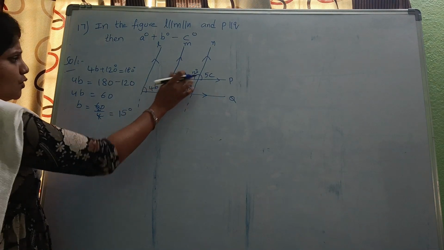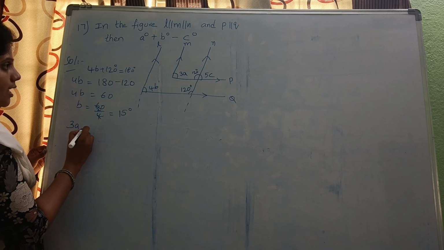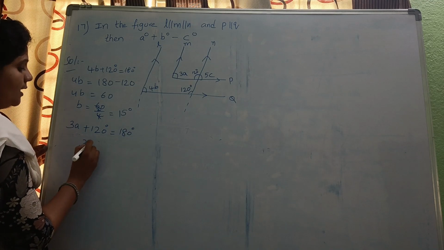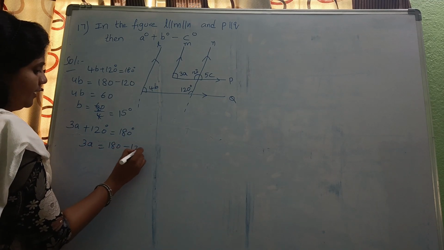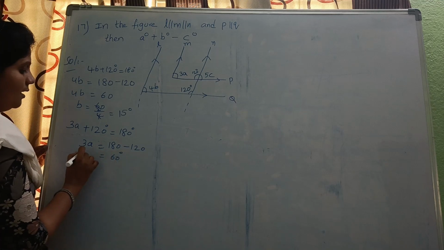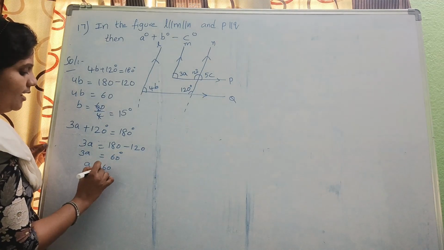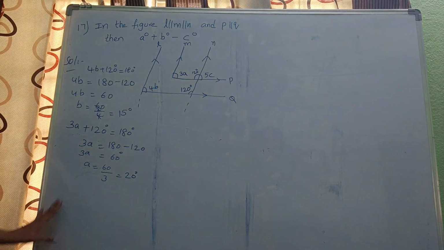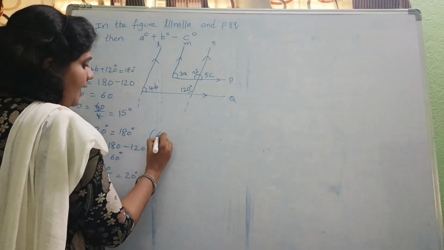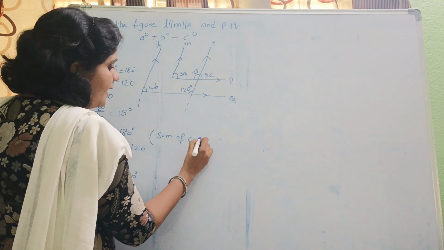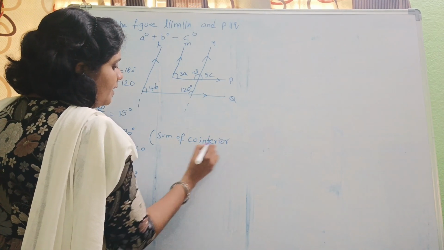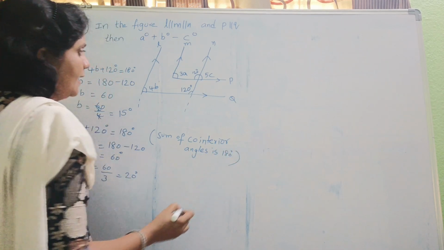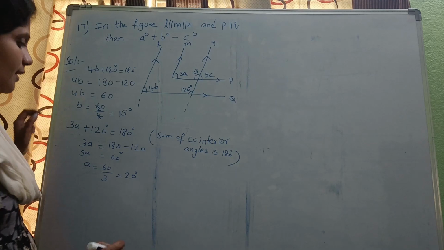Next, these two also lie on the interior part only. So 3A plus 120 degrees is equal to 180 degrees. So 3A is equal to 180 minus 120, that is 60 degrees. A is equal to 60 by 3, that is 20 degrees. Understood? Up to here you understood. Both are nothing but co-interior angles. Sum of co-interior angles is 180 degrees.